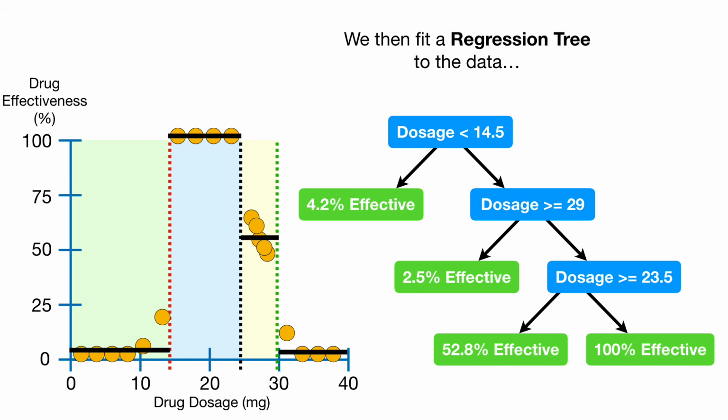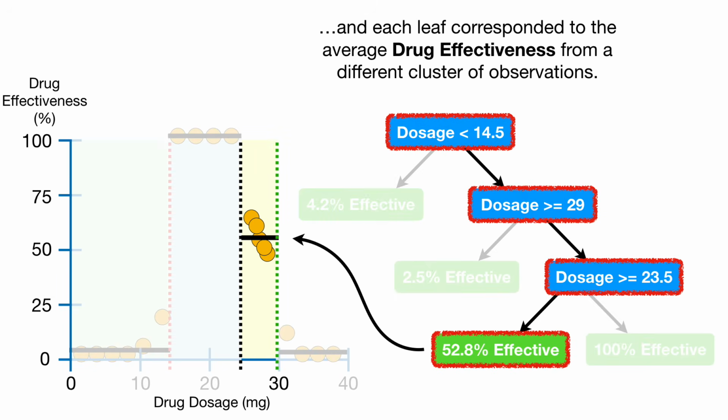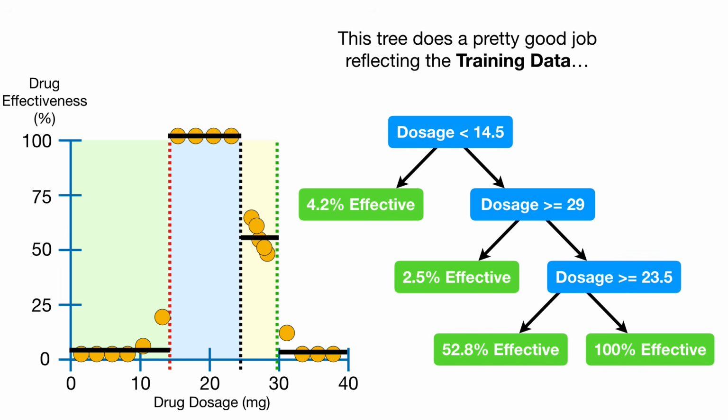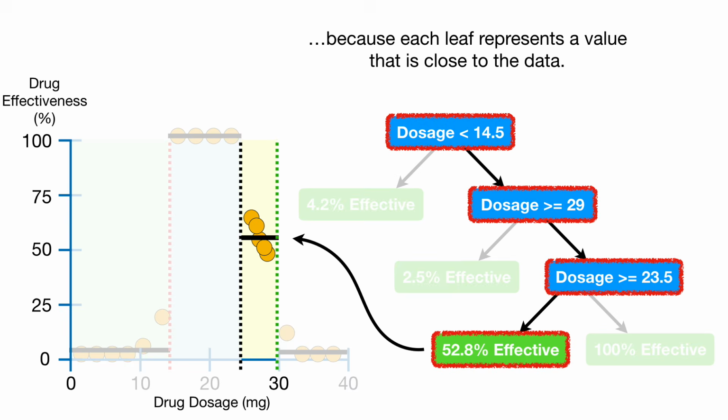We then fit a regression tree to the data, and each leaf corresponded to the average drug effectiveness from a different cluster of observations. This tree does a pretty good job reflecting the training data, because each leaf represents a value that is close to the data.